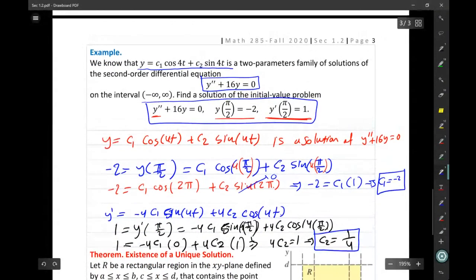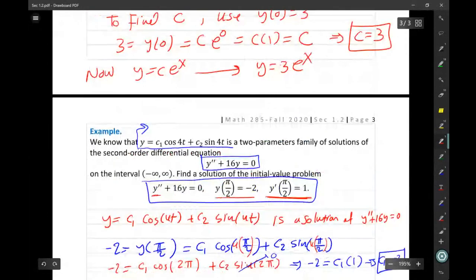Now replace them back in your solution. c1 is equal to minus 2 and c2 is equal to 1 by 4, so y equals minus 2 cosine 4t plus 1 by 4 sine 4t. This is the solution for this initial value problem.